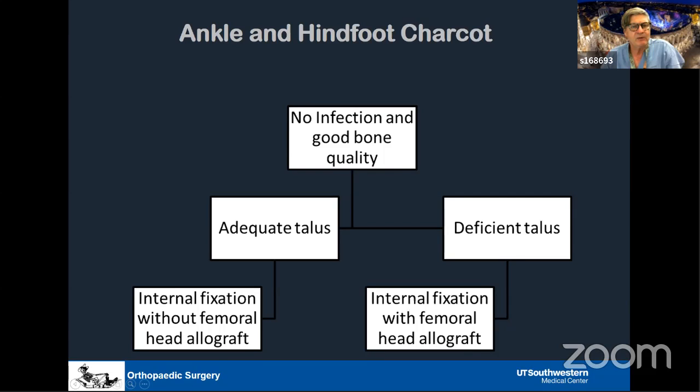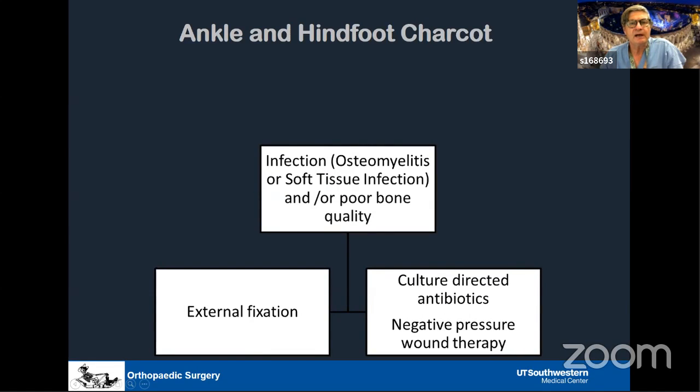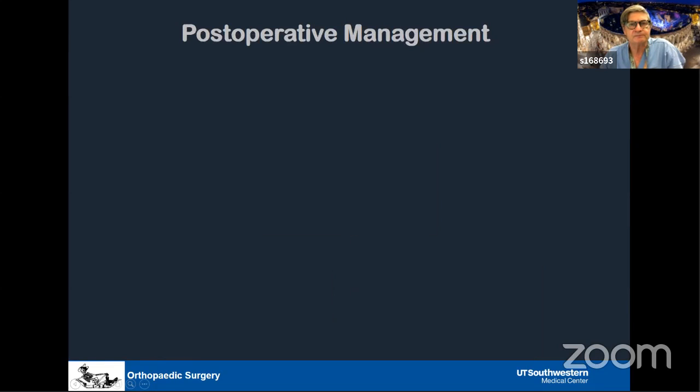Others who are great in this go from the tibia to the calcaneus, and that's perfectly fine. In this case, I would also look at whether infection is present, be it soft tissue infection, osteomyelitis, or poor bone quality, in which case I might use external fixation, culture-directed antibiotics, and negative pressure wound therapy.